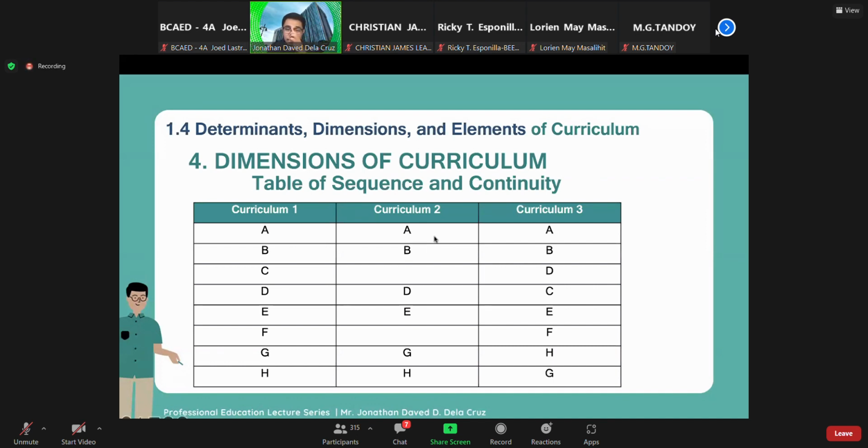Now, ayaw natin ng curriculum 2 kasi napuputol yung continuity. Nangyayari to kapag yung teacher ay namimili lang ng topic na gusto niyang ituro. Curriculum 3, nawawalan ng sequence. Nangyayari ito kapag hindi ready si teacher. Nagpo-proceed muna siya sa lesson D before siya mag-proceed sa lesson C kasi hindi niya pa nahanda yung lesson C. Okay?